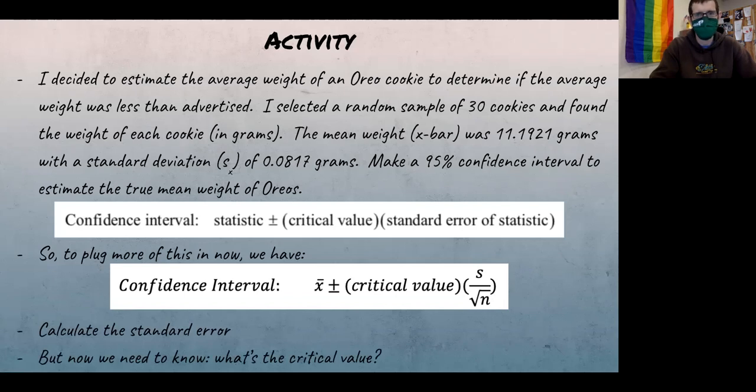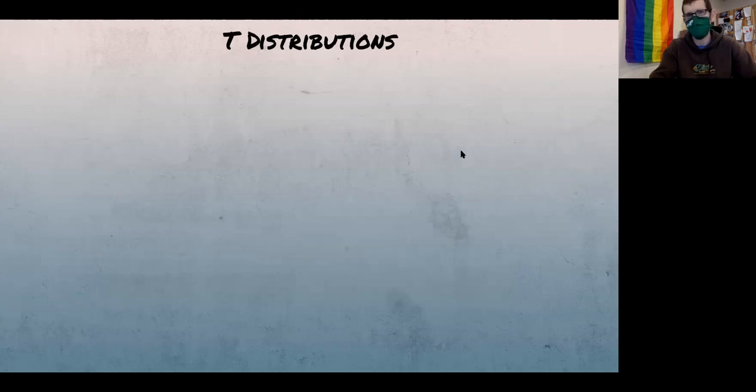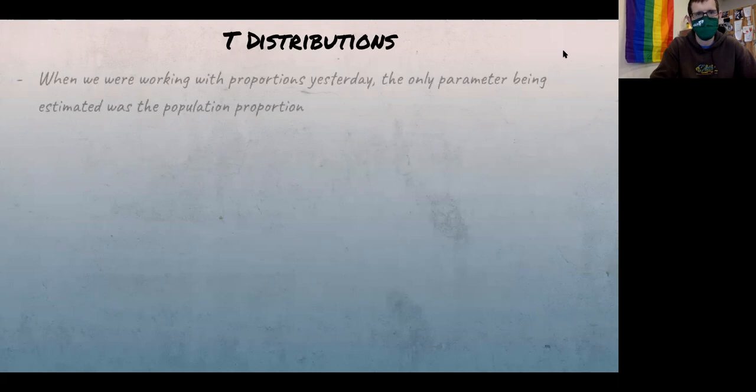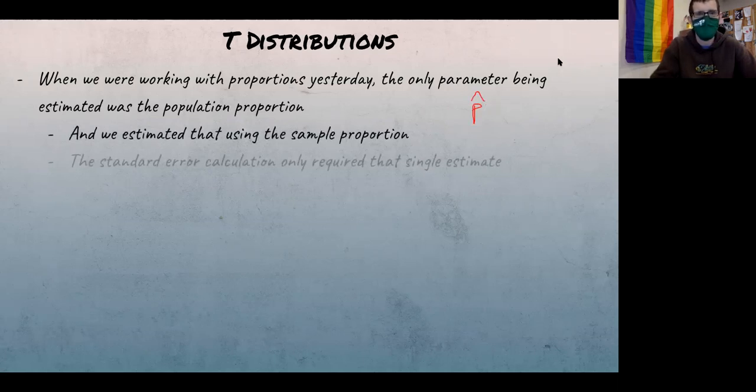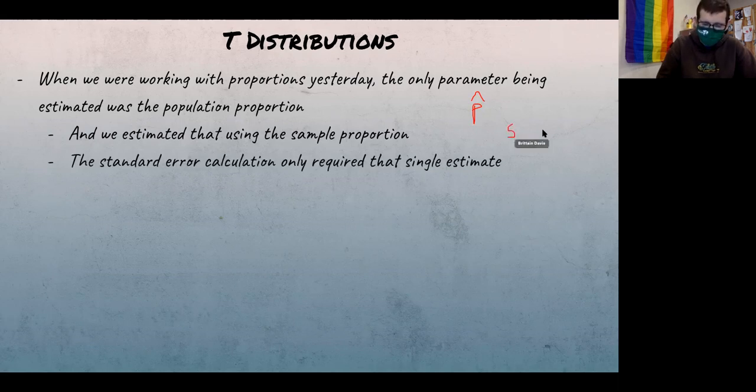But now we need to know the critical value. And this is not a Z star. This is where we have to introduce the new concept. Mostly everything falls into line so far, but this t distribution is going to be new. When we were working with proportions, the only parameter being estimated was the population proportion. Keep in mind, the only statistic we used was p hat. And the standard error for the sampling distribution of sample proportions is calculated this way.